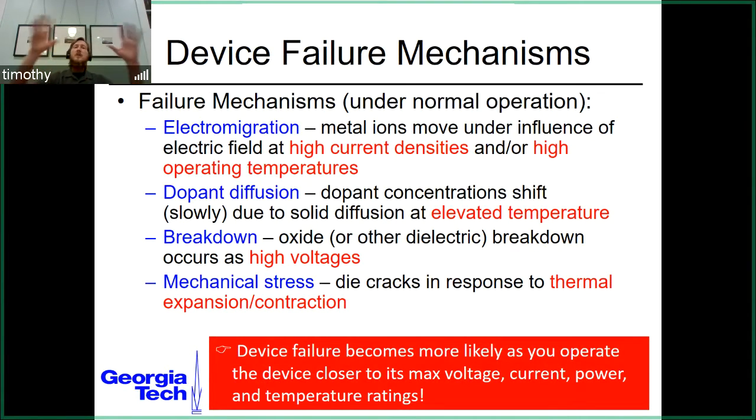If we look at all these things combined, device failure becomes more likely as you operate the device closer to its max voltage, its max current, its max power, and its max temperature ratings. So these four different regions of breakdown can occur individually or in combination.